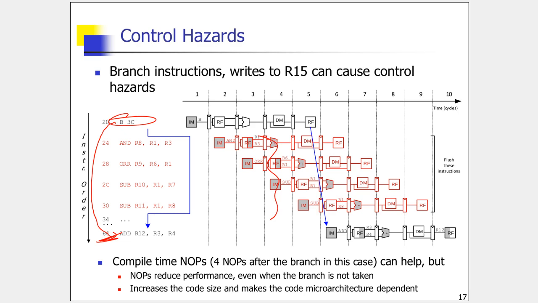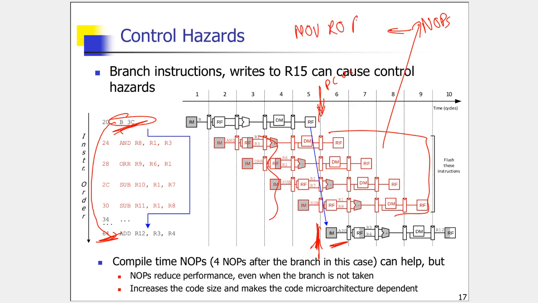And what is the advantage of that? This is the time at which your PC is updated by the branch instruction. And as long as you start your next instruction from the correct PC, it's okay. So you can see here that the instruction fetch for the next instruction should happen only after the PC is written. So in between, the 3 instructions you have should be all no operations. A no operation is just a waste instruction, a useless instruction like MOV R0, R0, which effectively does nothing.